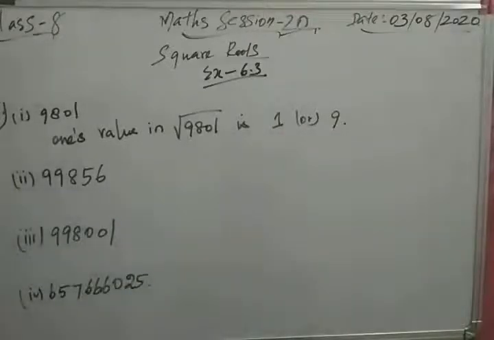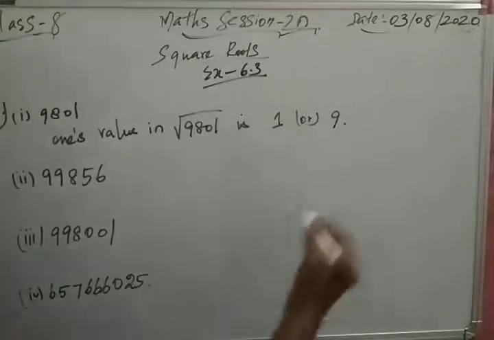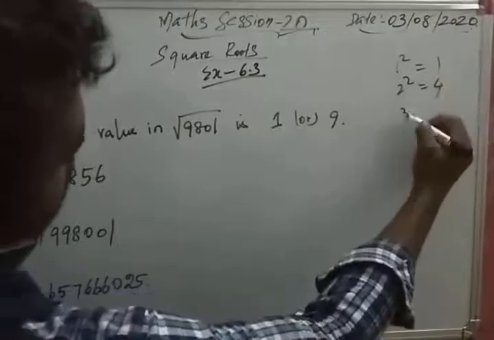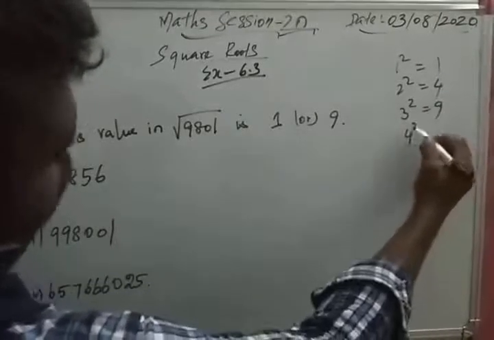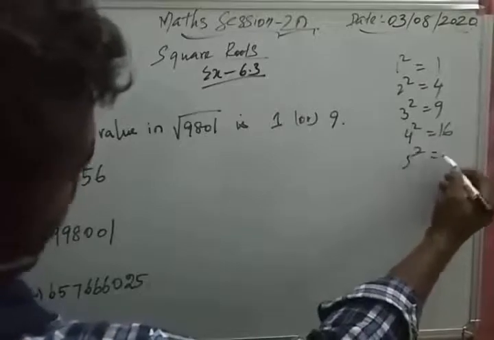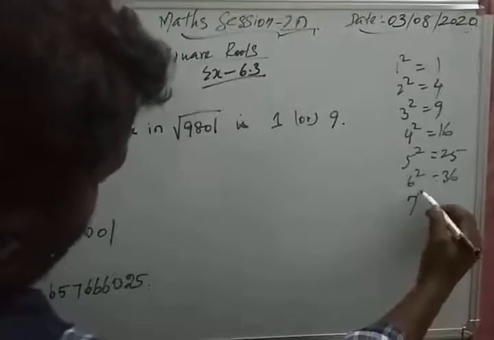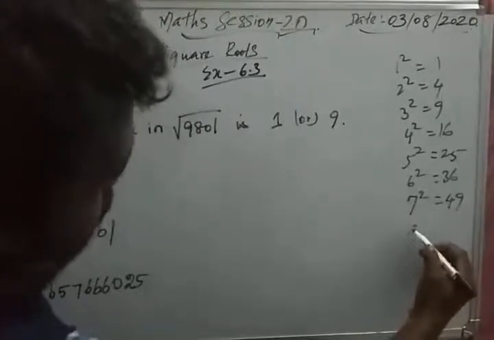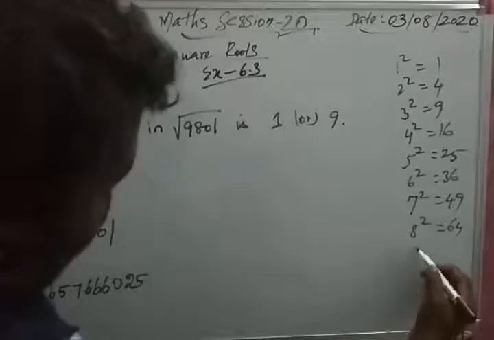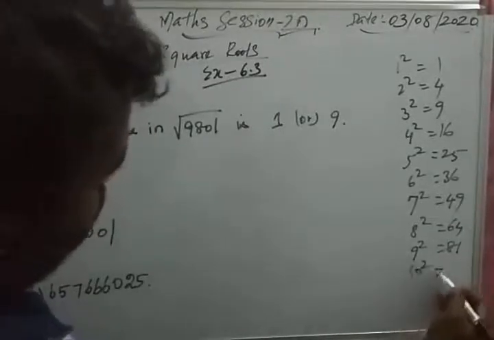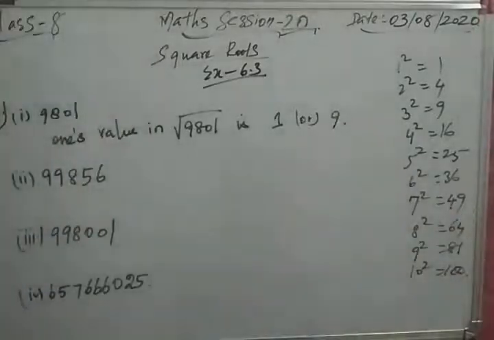Already I have given you this at the start, when we began the chapter. I gave you the answers: 1 square is equal to 1, 2 square is equal to 4, 3 square is equal to 9, 4 square is equal to 16, 5 square is equal to 25, 6 square is equal to 36, 7 square is equal to 49, 8 square is equal to 64, 9 square is equal to 81, then 10 square is equal to 100. This one I have already given when the chapter started itself.